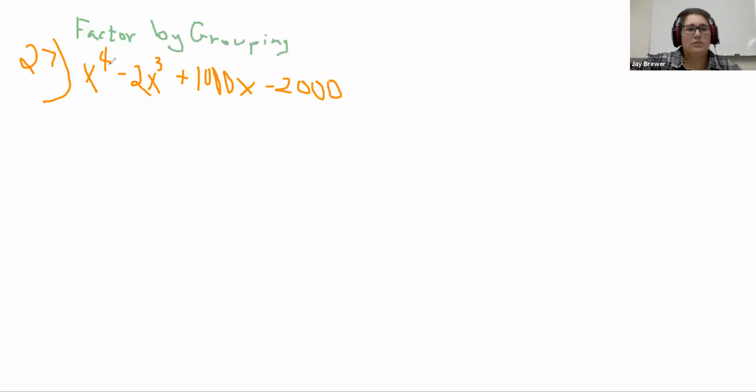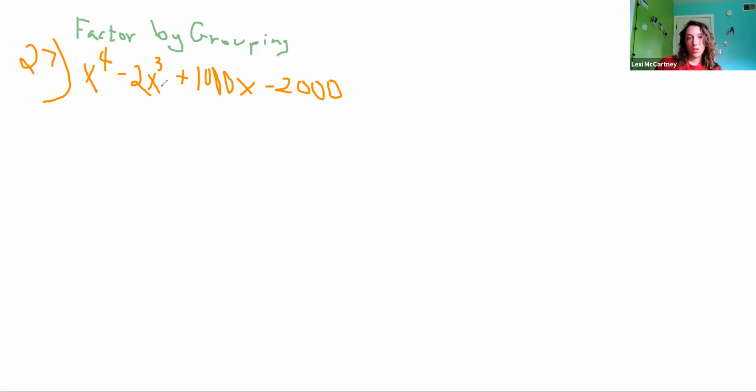Okay. So I told you last time that typically it doesn't matter which sets you pull together, but what sets do you think would make sense to put together? What can you easily see that you can pull out? Remember, the goal is to get the parentheses to be the same. So how do you think you want to make your groupings?